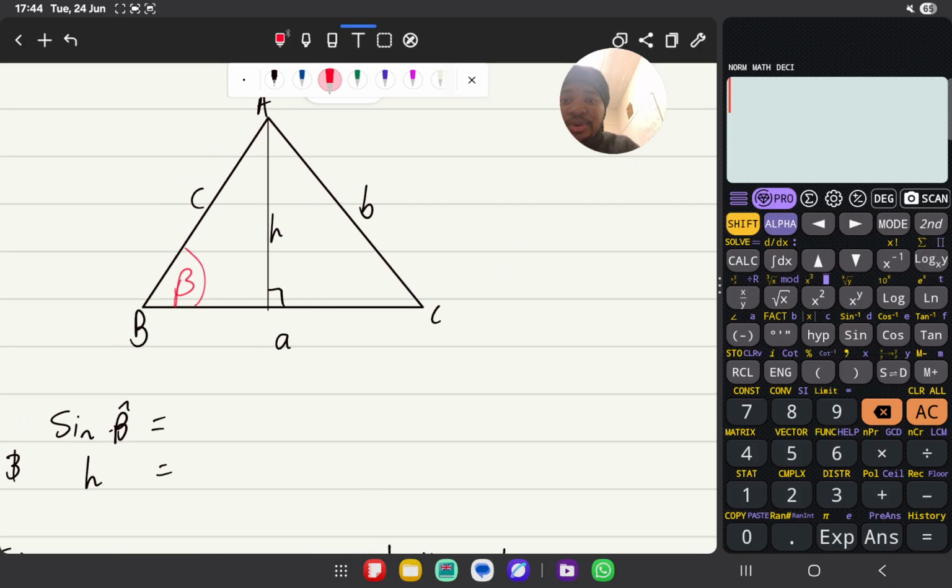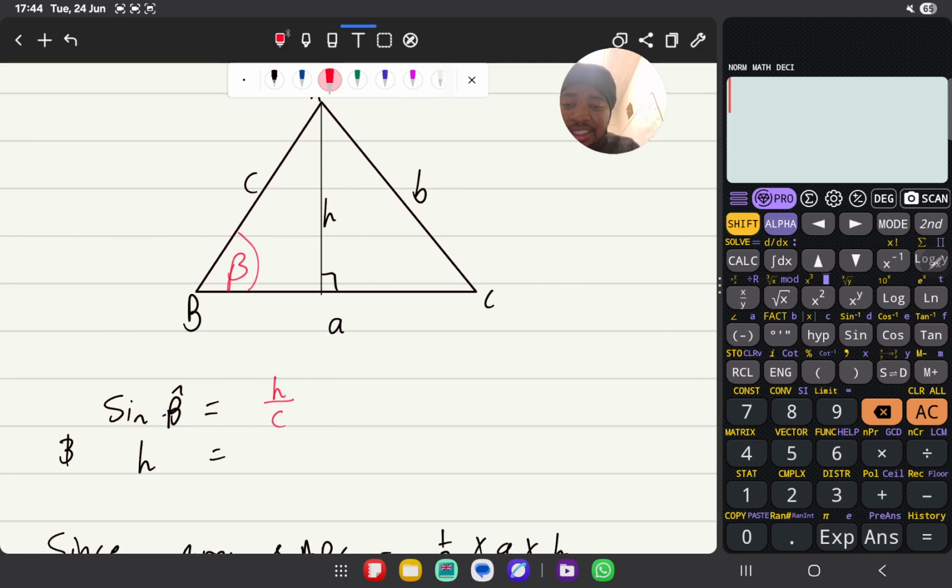Okay, so now we have triangle ABC. It's a big triangle, not a right angle triangle, and then we construct our own hypotenuse. There is the perpendicular height, right? And what is sine B? Sine B, we know, is the opposite, which is our perpendicular height, divided by C, which is your hypotenuse, right?